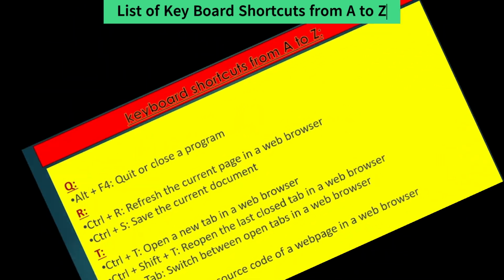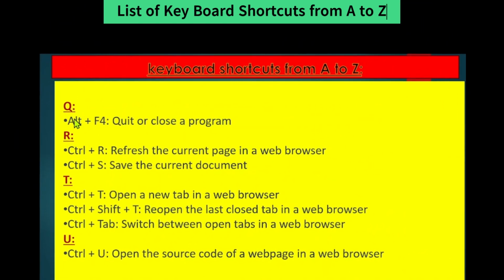Q. Alt plus F4, quit or close a program. R. Control plus R, refresh the current page in a web browser. Control plus S, save the current document.